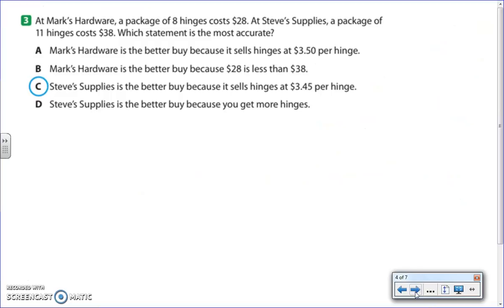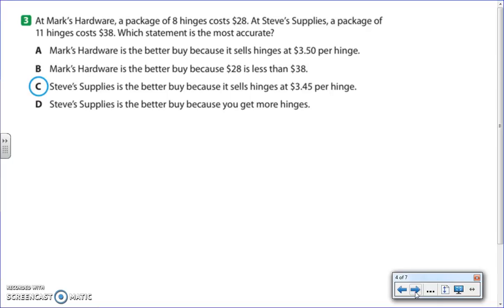It says at Mark's Hardware Store, a package of 8 hinges costs $28. At Steve's Supplies, a package of 11 hinges costs $38. Which statement is the most accurate? Mark's Hardware is the better buy because it sells hinges at $3.50 per hinge. Mark's Hardware is a better buy because $28 is less than $38. Steve's Supplies is the better buy because it sells hinges at $3.45 per hinge, or Steve's Supplies is the better buy because you get more hinges.